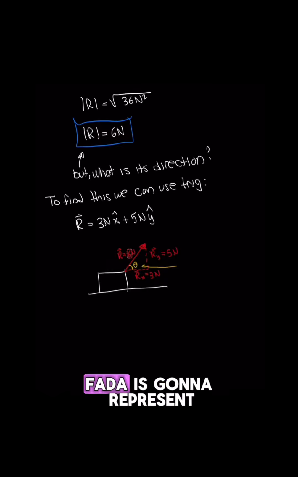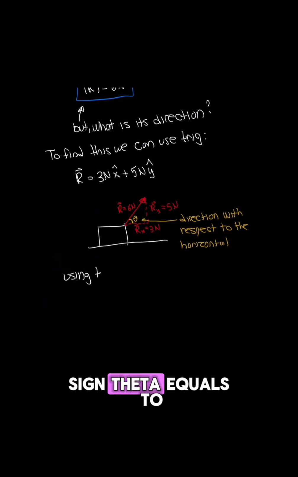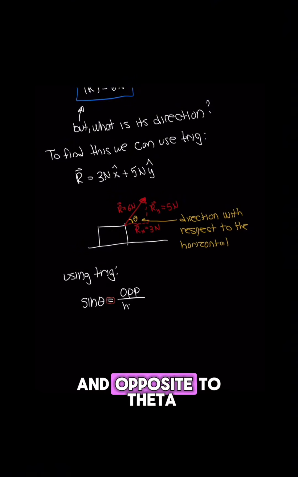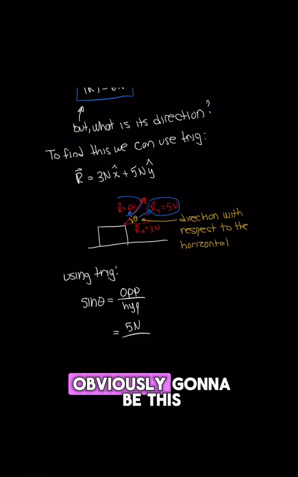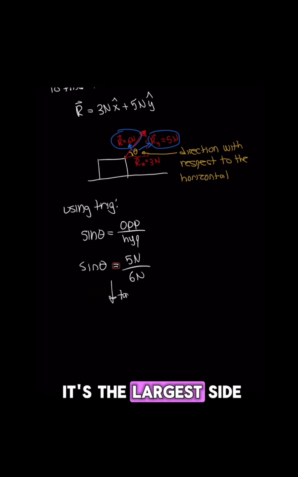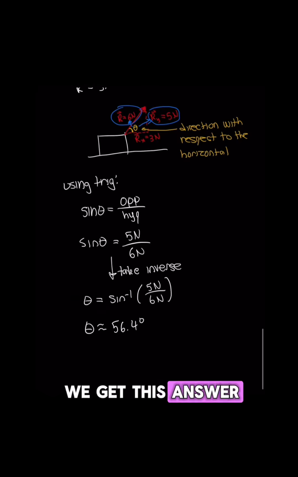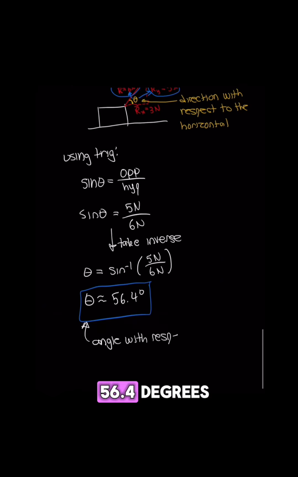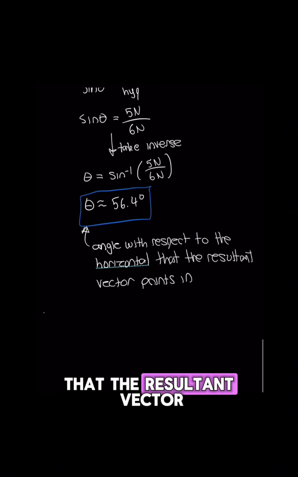We can see that this angle theta is going to represent the direction with respect to the horizontal. Sine theta equals opposite over hypotenuse, and the side opposite to theta is going to be this number here. And then we can see that the hypotenuse is obviously going to be this because it's the largest side length. Plug that in, isolate for theta by taking the inverse sine. We get this answer here, which is approximately 56.4 degrees. And so this is the angle with respect to the horizontal that the resultant vector points in.